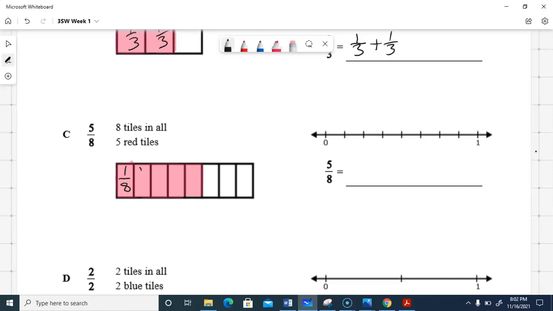That's 1/8 of the set. On the number line, I would make one jump, two jumps, three jumps, four jumps, and five jumps. And where I stopped at is 5/8 on the number line. And each jump represents 1/8 of the set.